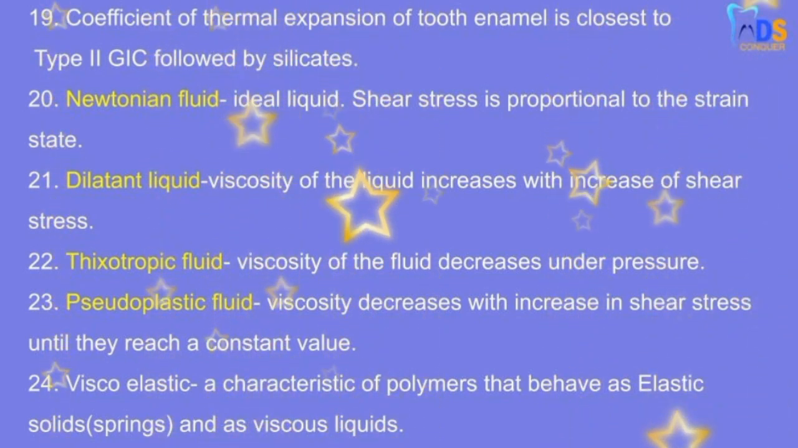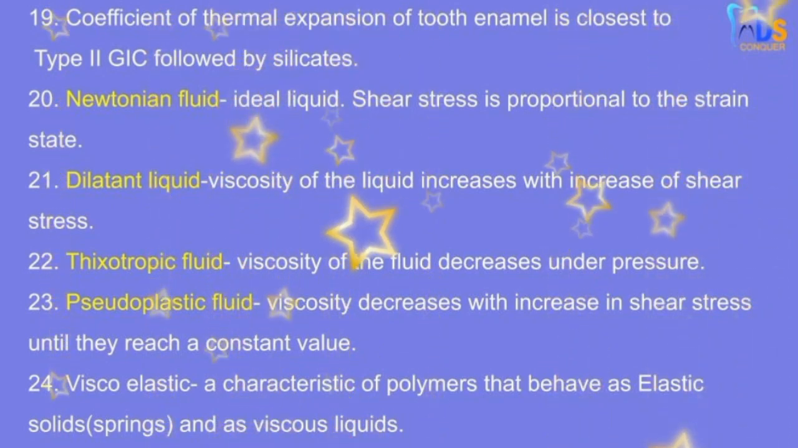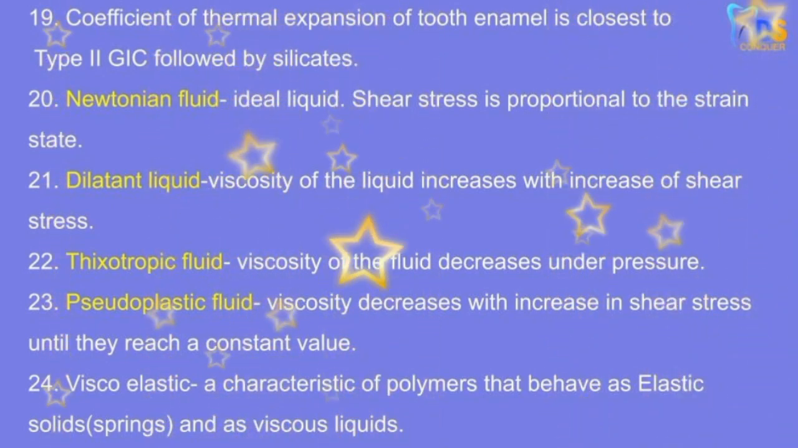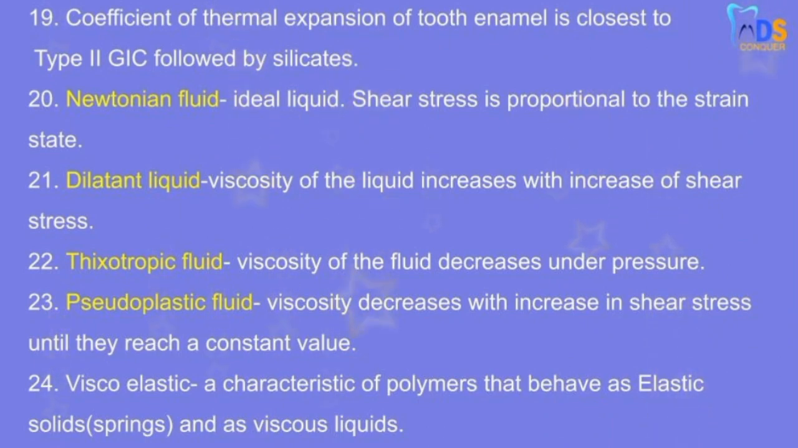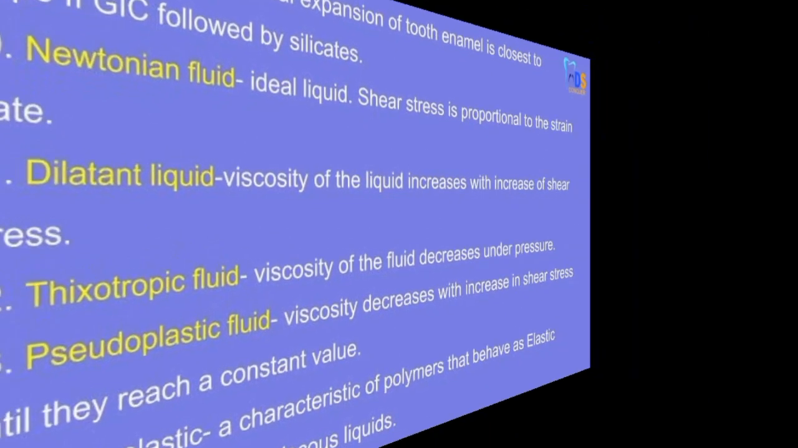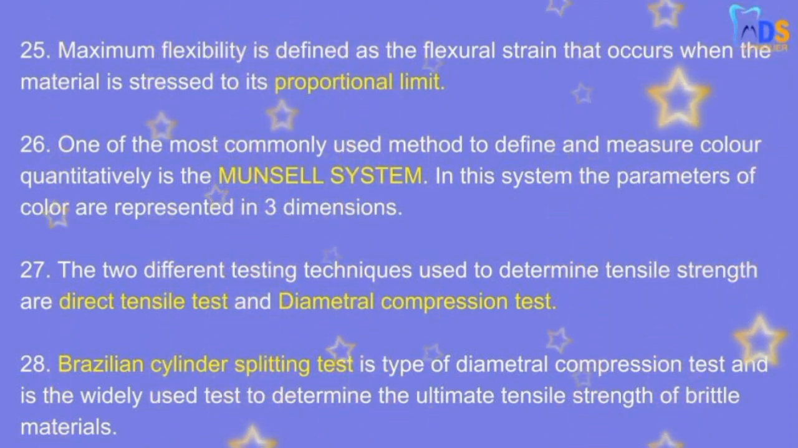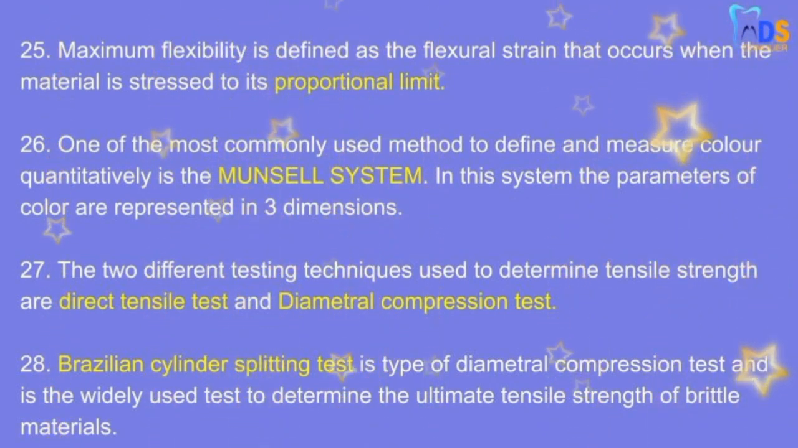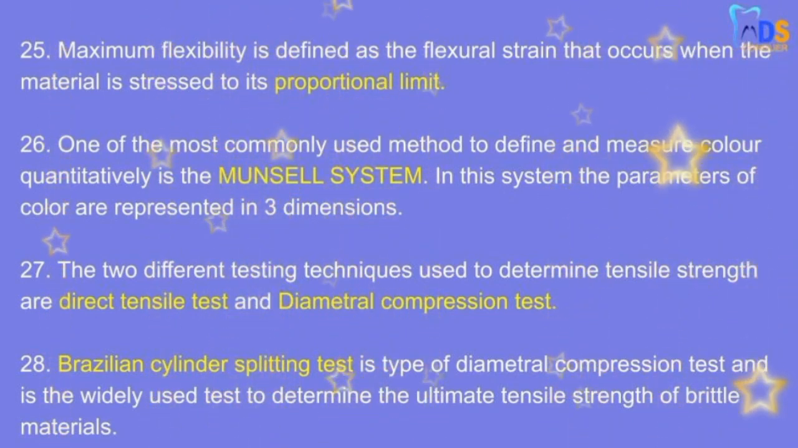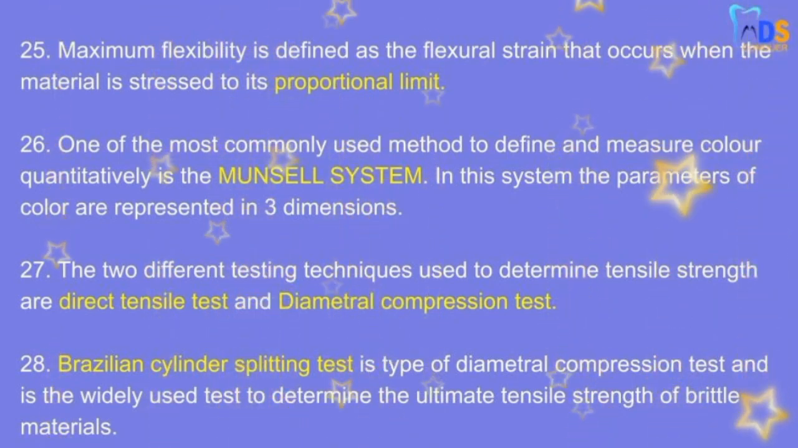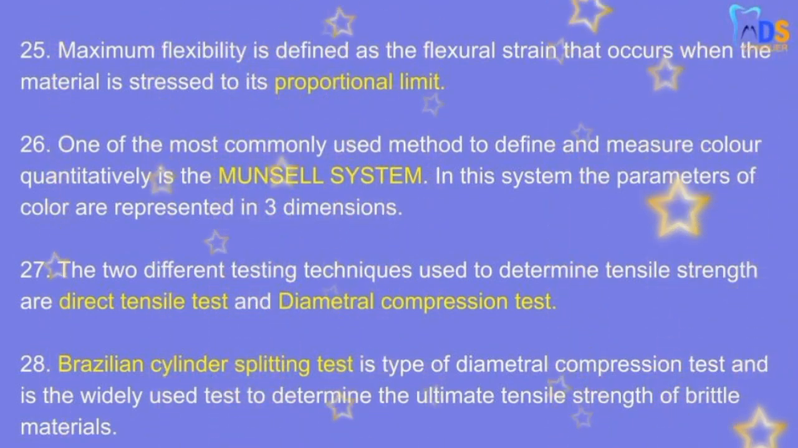Number 24. Viscoelastic. It is a characteristic of polymers that behave as elastic solids or springs and as viscous liquids. Number 25. Maximum flexibility. It is defined as the flexural strain that occurs when the material is stressed to its proportional limit. Number 26. One of the most commonly used methods to define and measure color quantitatively is the Munsell system. In this system, the parameters of color are represented in 3 dimensions.